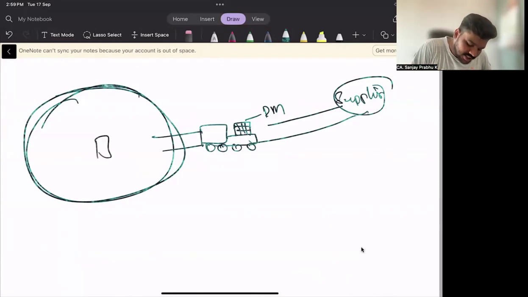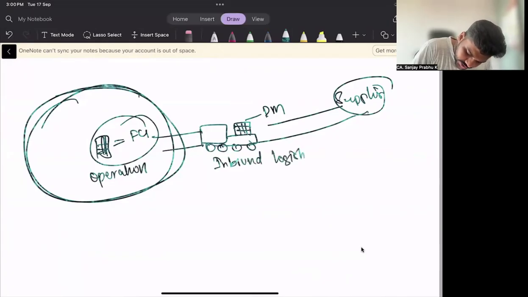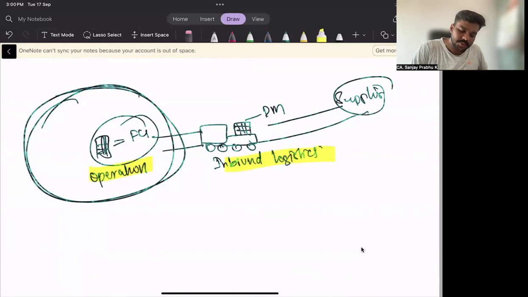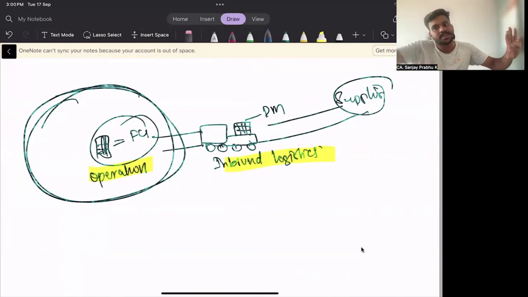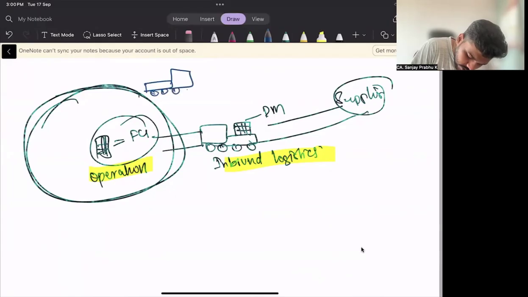Once the raw materials are here, I will convert these raw materials into finished goods. This is called operations. Now this finished goods has to be taken outside. I have to take these finished goods to different shops so that the customer can come to the shop and purchase it. This is called finished goods.